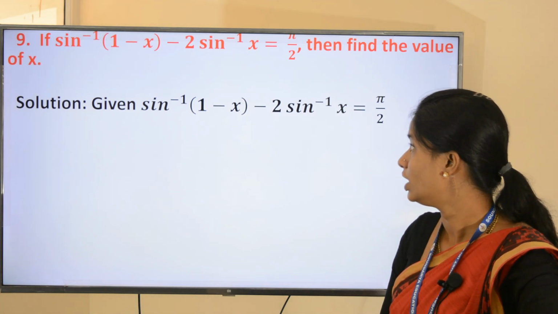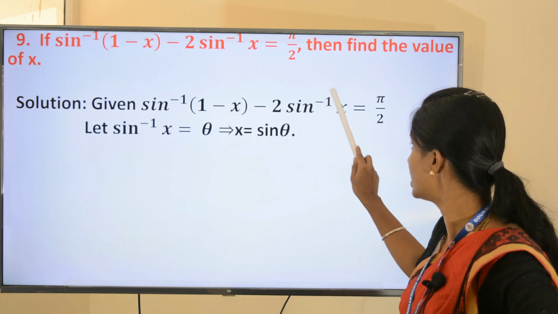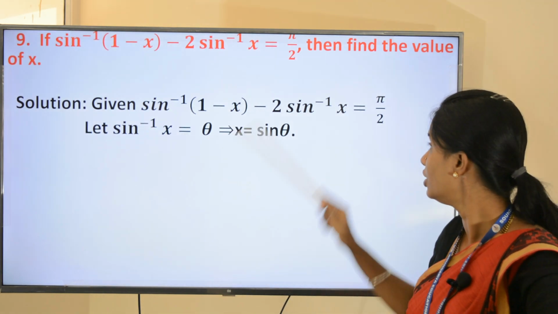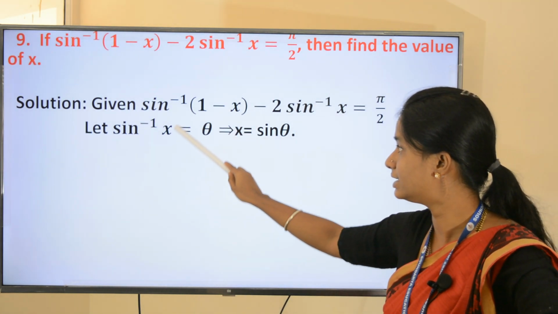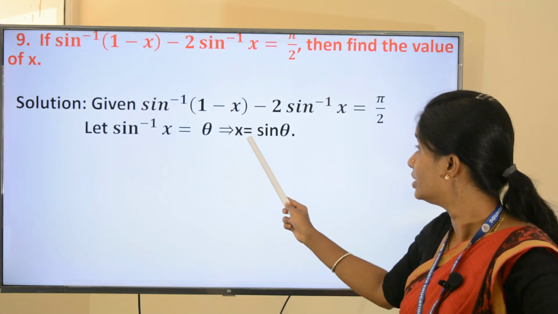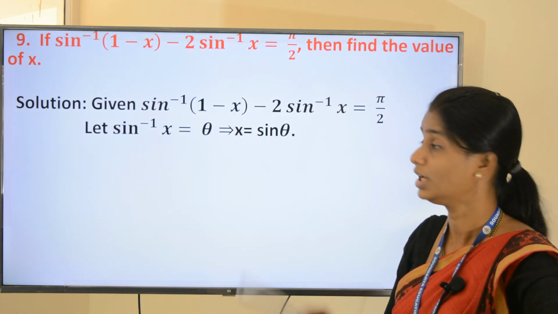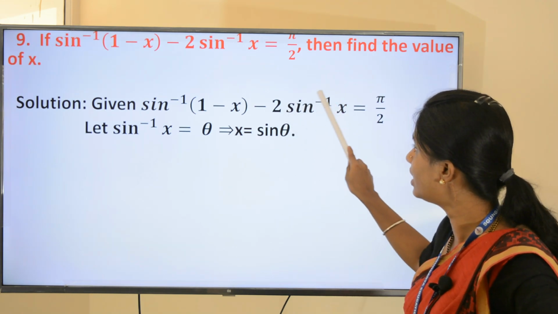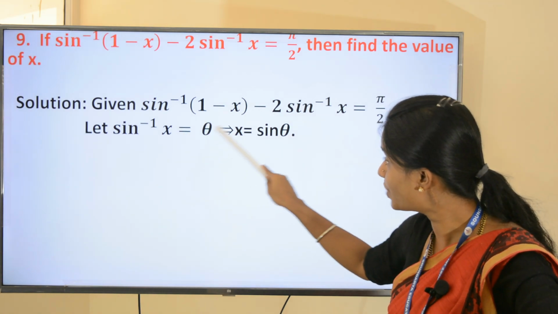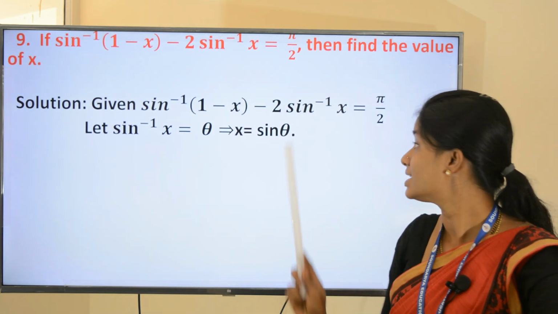Now how can I simplify this result? Please observe. I am going to take one substitution. For sine inverse x, I'll consider it as theta. Please don't rearrange this one. Don't write first x is equal to sine theta. First you should write, from the given data, sine inverse x is equal to theta. From this expression I am going to write x is equal to sine theta.